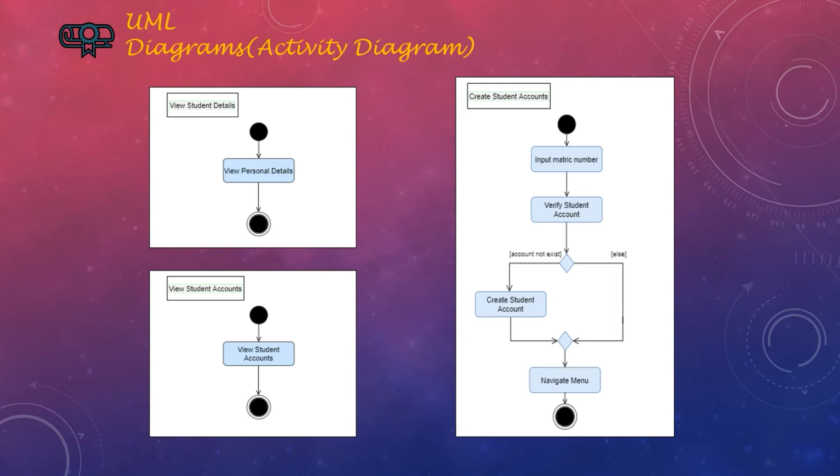Then for create student account, this is an admin functionality. It first follows with the input of the metric number, and then the entered metric number is used to verify whether the student account exists in the system. If the account does not exist, the admin is allowed to create a student account. If the account exists, it will exit from the condition and navigate to the main menu.